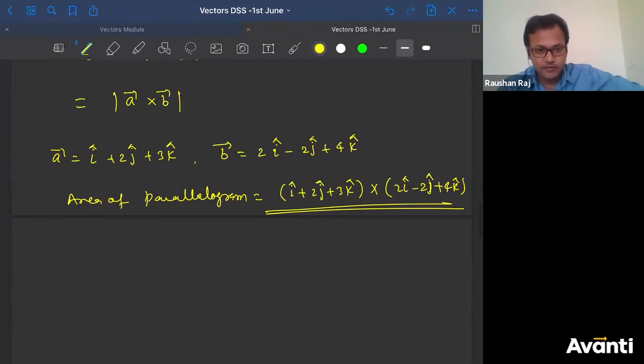Now guys, please do remember this, that the area of a triangle will be half A cross B. Area of a parallelogram will be directly the magnitude or modulus of A cross B. So please do remember that. Direct questions have been asked and you have to remember this particular conclusion.